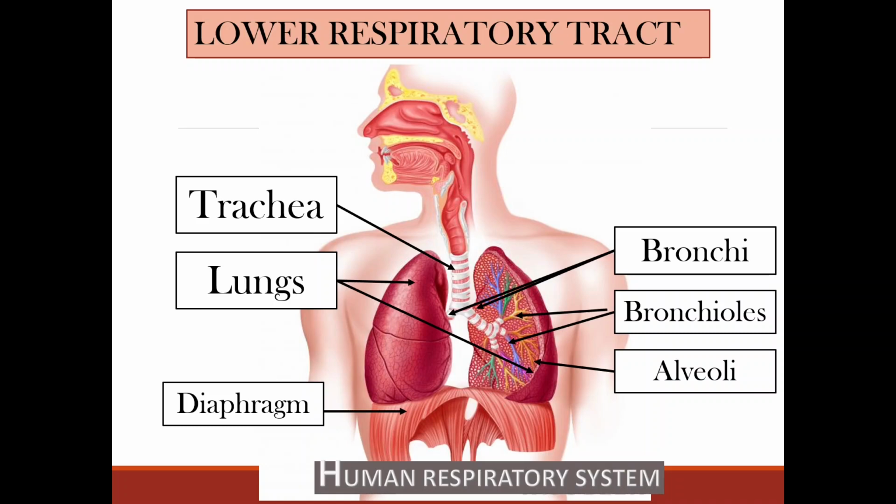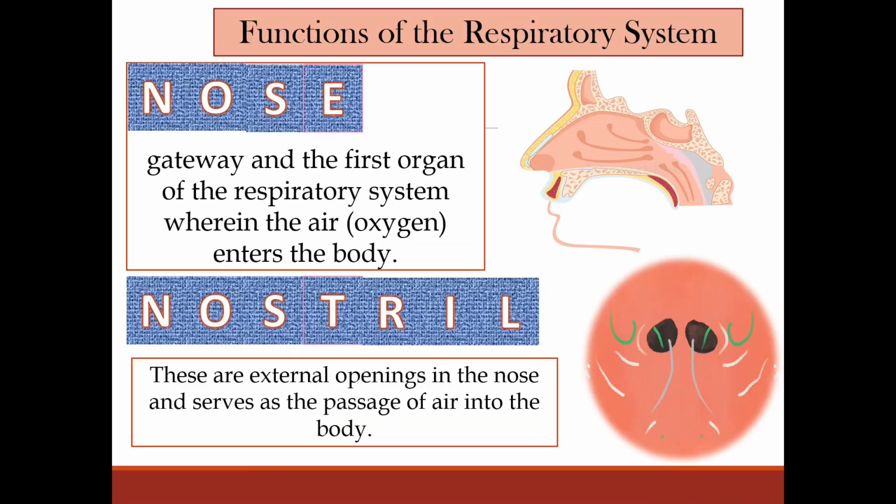So after knowing the parts, let us familiarize ourselves with their functions and importance in the respiratory system. We have here the nose. Your nose is considered the gateway, or the first organ of the respiratory system, wherein the air, particularly the oxygen, enters. And we have also our nostrils. These are the external openings in the nose and serve as the passage of air into our body.